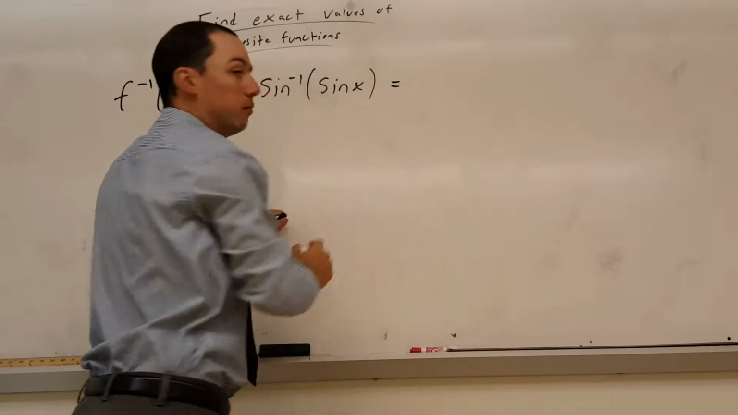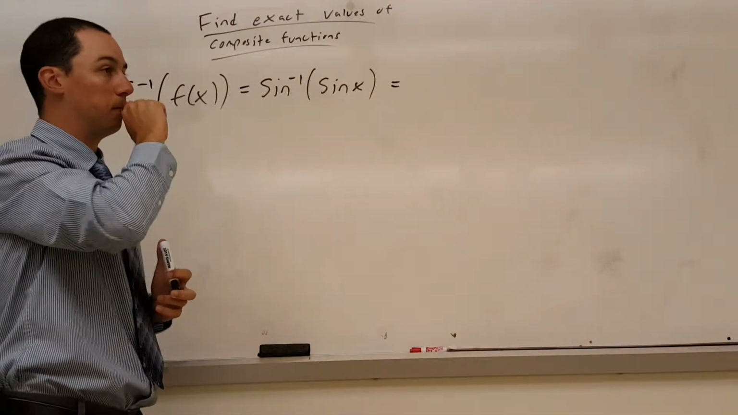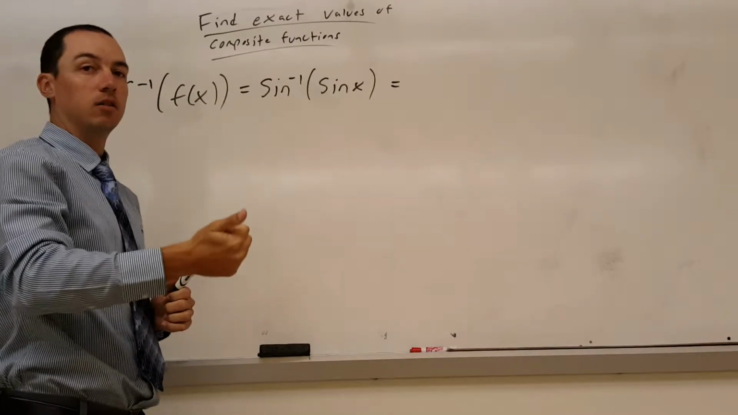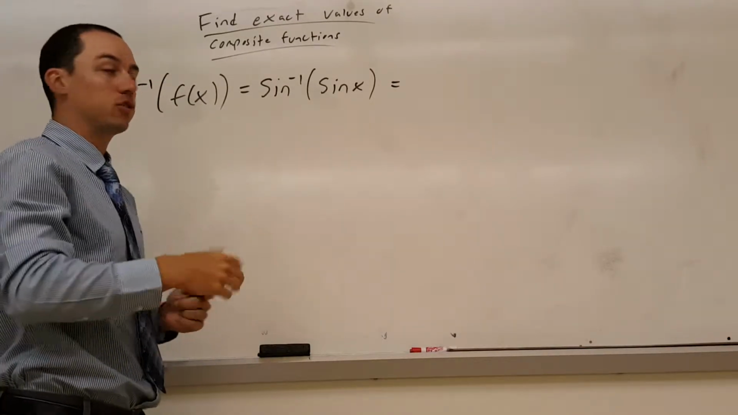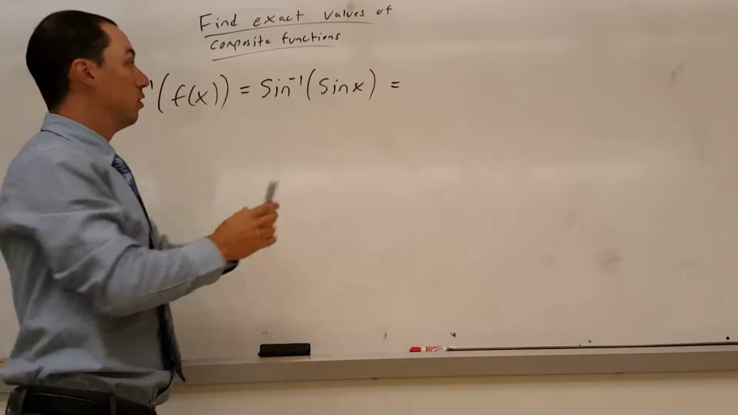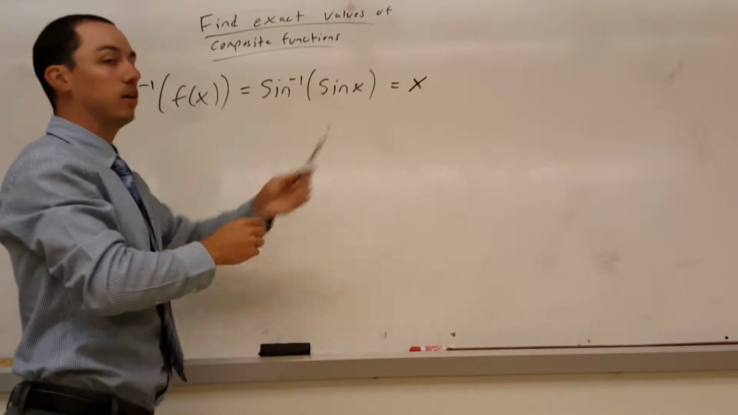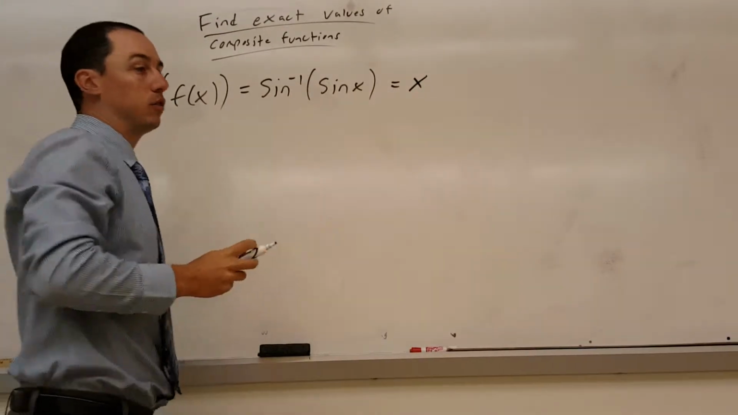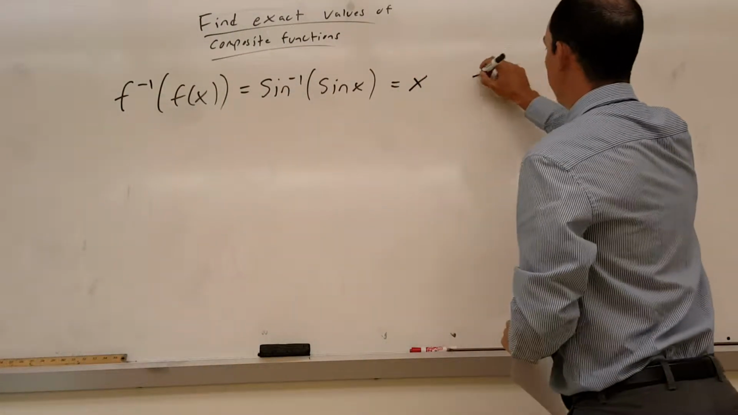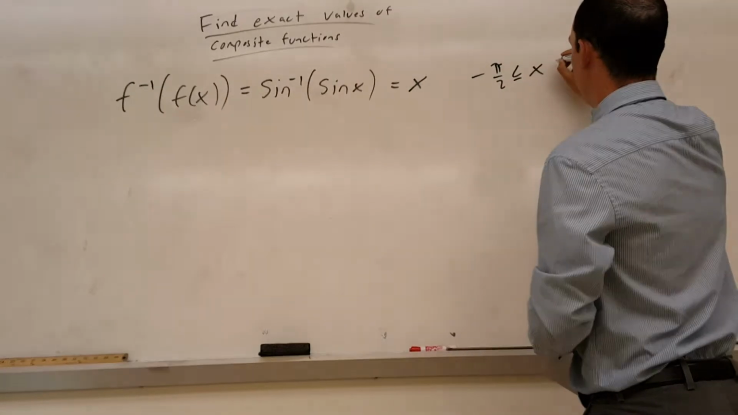Usually in mathematics, inverses cancel out with their original operation, like multiplication cancels out division, addition cancels out subtraction. Well, the inverse sine will cancel out the sine, and this will equal x, but only if our domain is the right values. For sine inverse, it must be between negative pi over 2 and pi over 2.